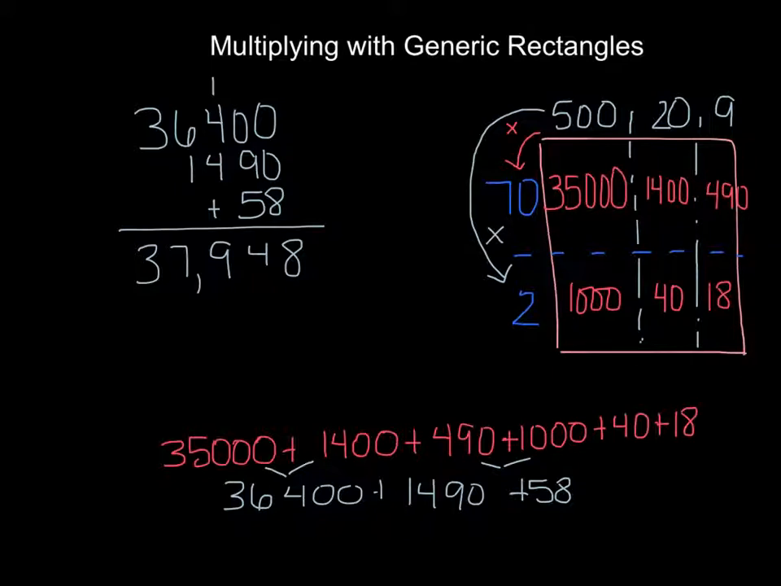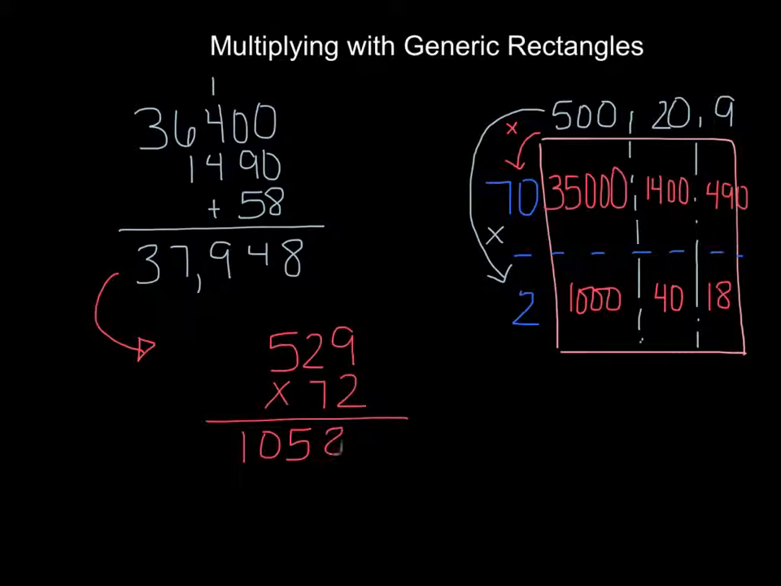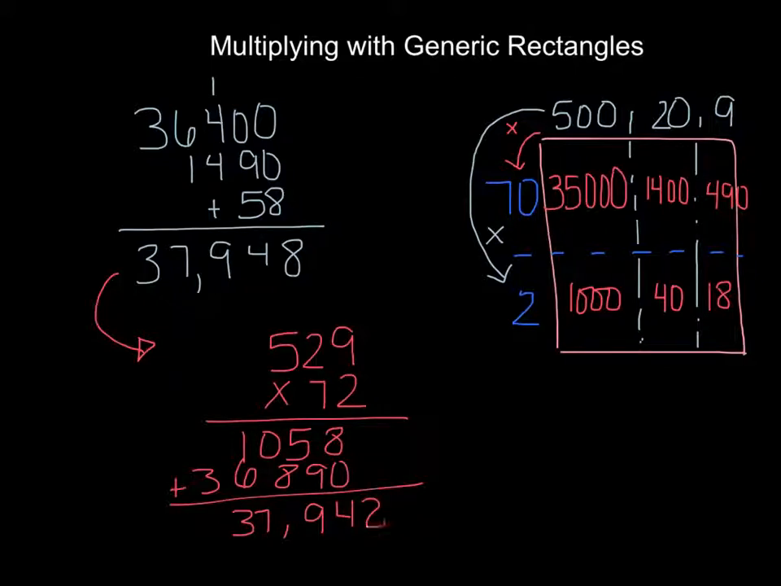And you might be asking yourself, what is standard algorithm? Now standard algorithm is what you've learned in elementary, which is just to go ahead and multiply 529 times 72. Now we can use a calculator, or we can use long multiplication to check our work. For the purpose of this video, I'm going to just multiply it really quickly. But you will notice that once I multiply this and add this, it should give me the same answer, 37,948, just like I did with the generic rectangles.